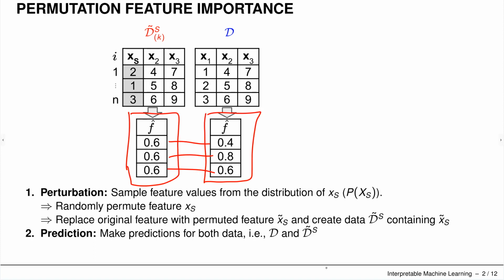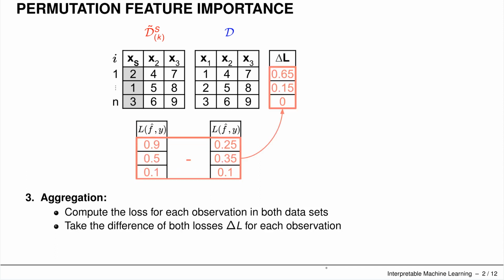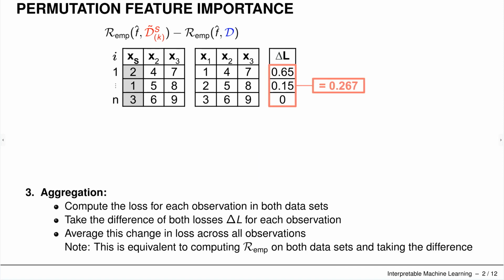First we do the prediction. Sorry, this was not the loss, but the prediction. And now we do the loss calculation. And that gives us a loss for the permuted data and a loss for the non-permuted data. And now we look at the differences. All the differences give us, for each observation, one value of the loss difference. And if we average that, this is the permutation feature importance.